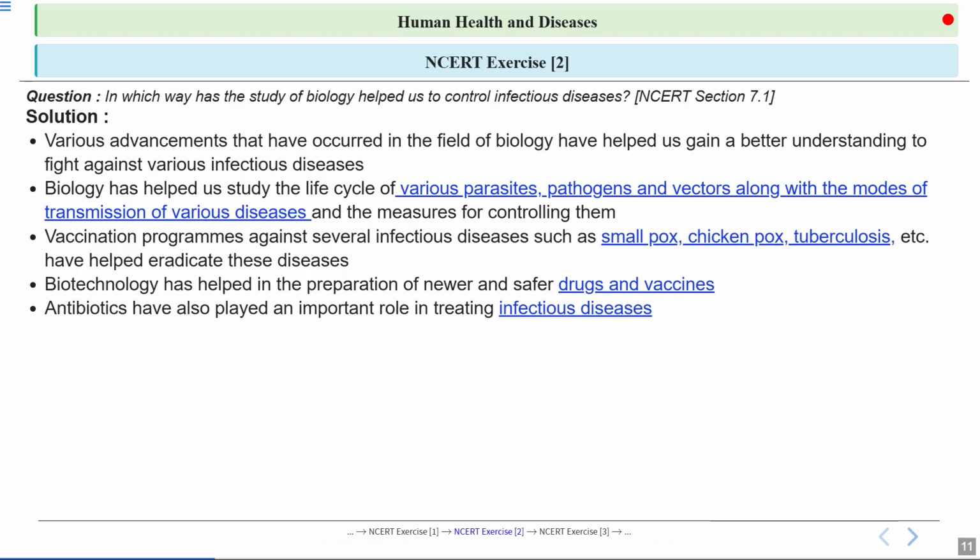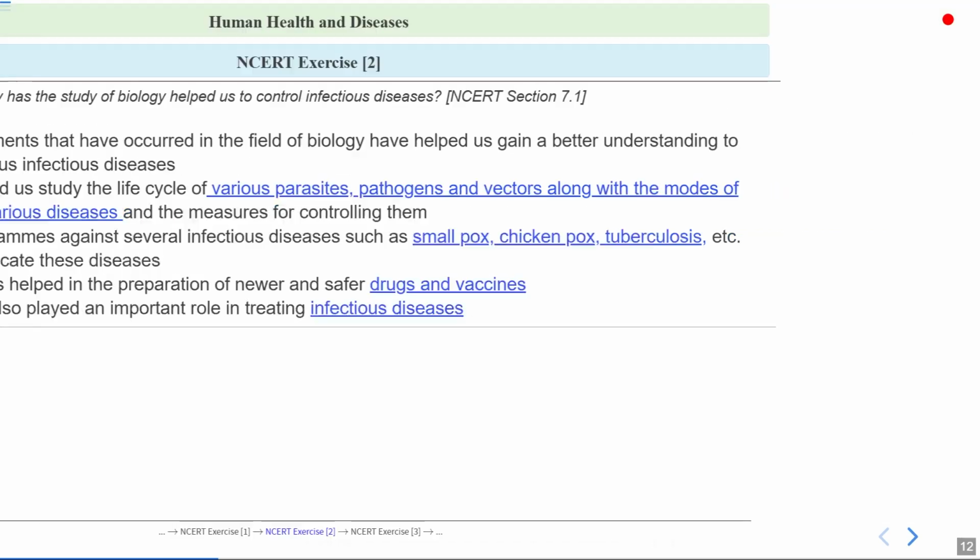Antibiotics have played a crucial role in treating infectious diseases. To sum up, the study of biology has transformed our ability to control infectious diseases through research, vaccines, biotechnology, and antibiotics. So this knowledge continues to protect us and improve our quality of life.